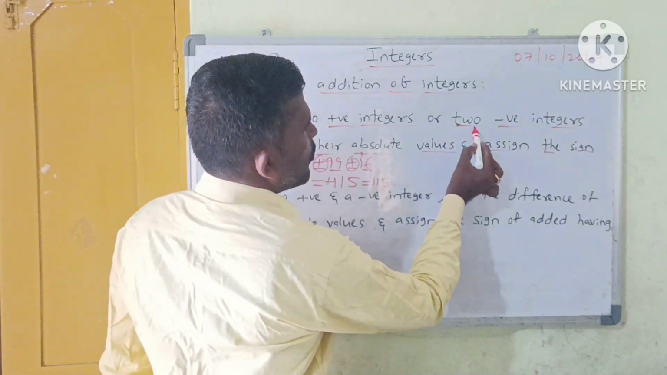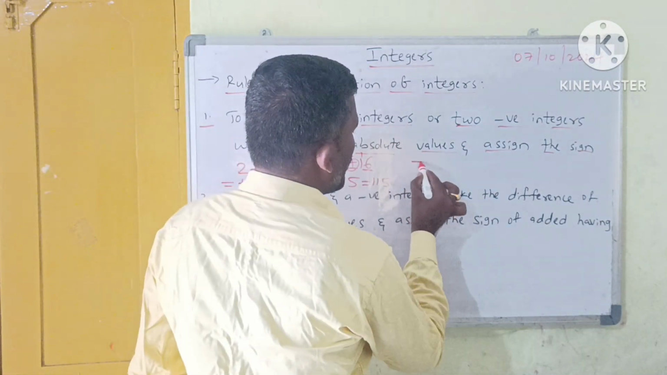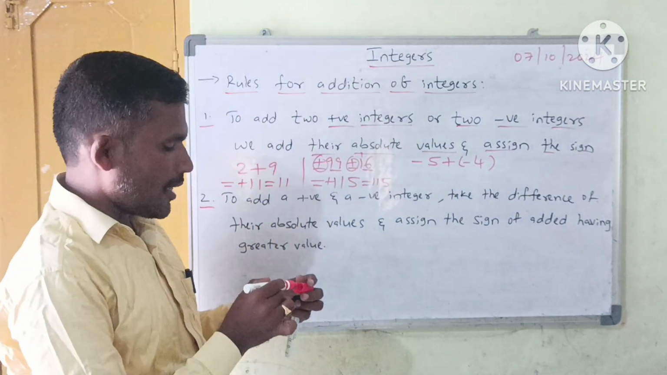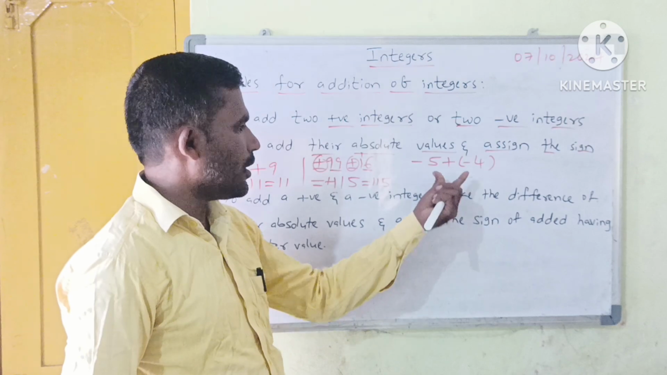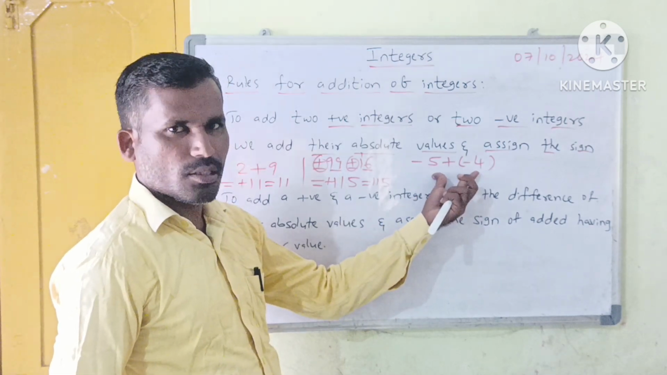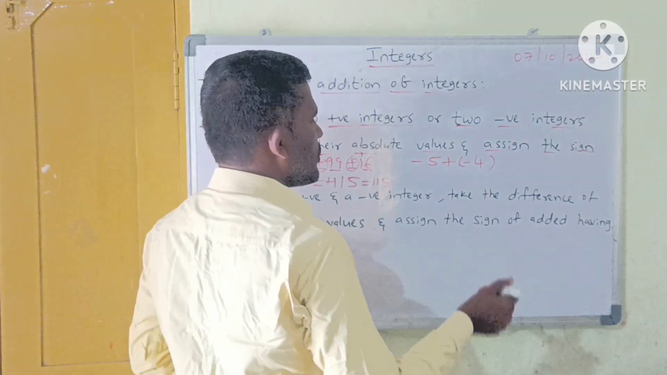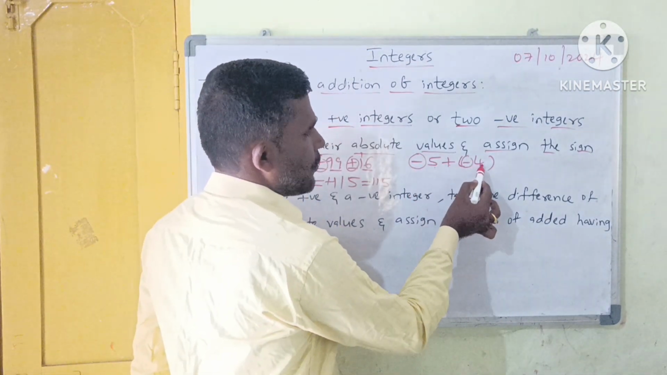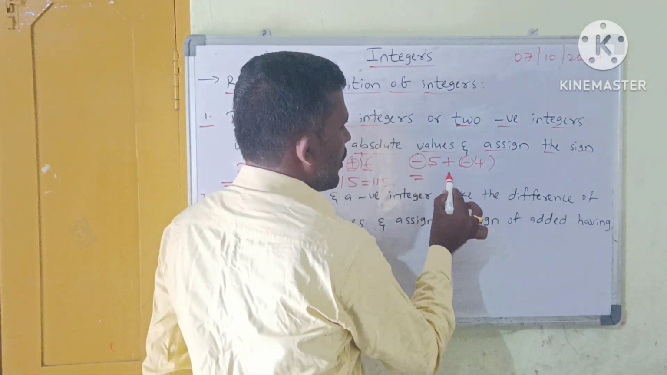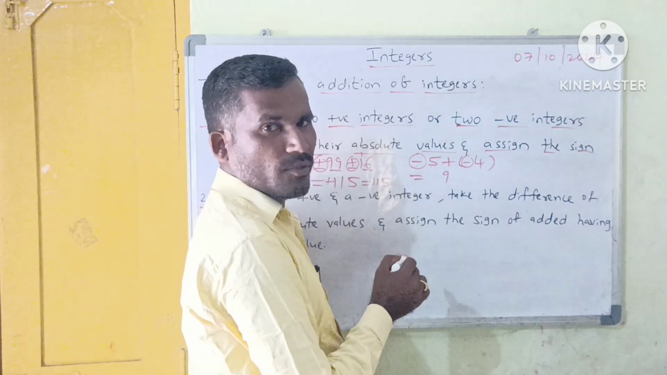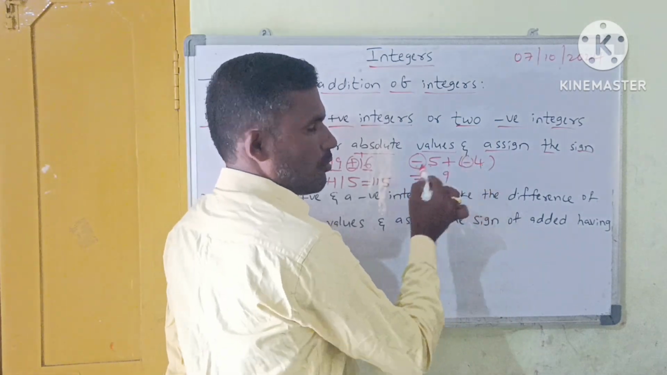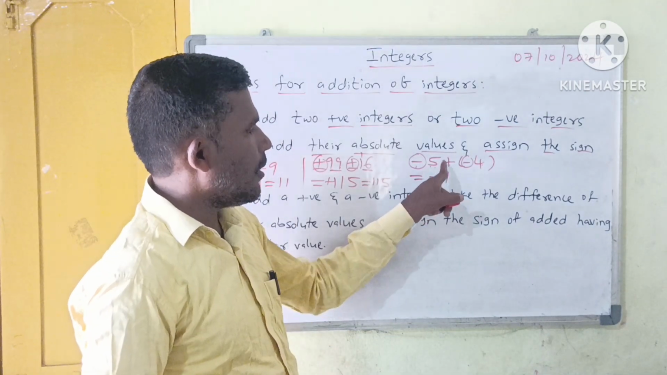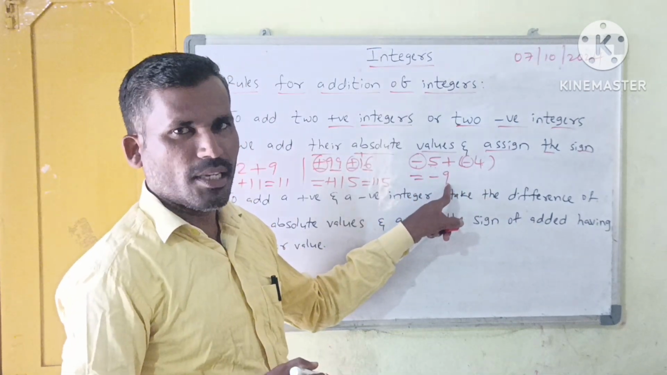For example, if you have two negative integers, say minus 5 plus minus 4. We are adding two negative integers. While adding two negative integers, first leave the sign. Then we get 5 plus 4, which is 9. Both integers have a negative sign, so we take the negative. Therefore minus 5 plus minus 4 is minus 9.